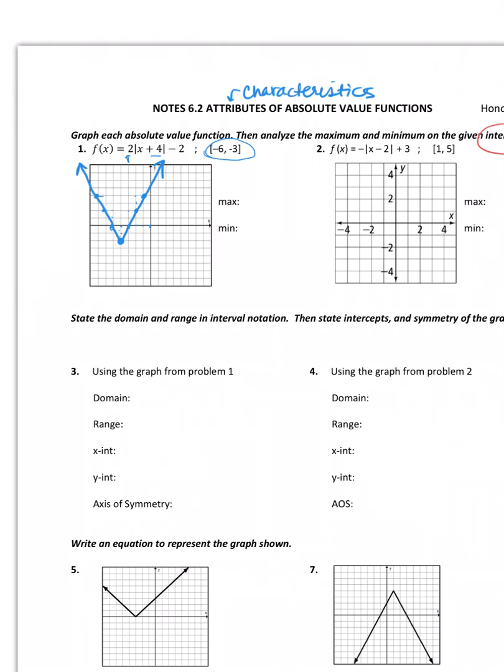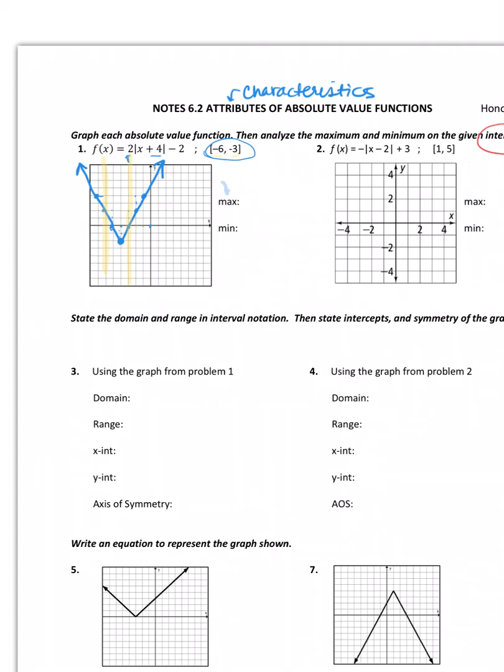Now it's asking me to evaluate the interval where x is between -6 and -3. So I'm going to look at my graph. 1, 2, 3, 4, 5, 6. So I'm going to look from here to -3. All right, and I want to know what is the maximum and the minimum value.